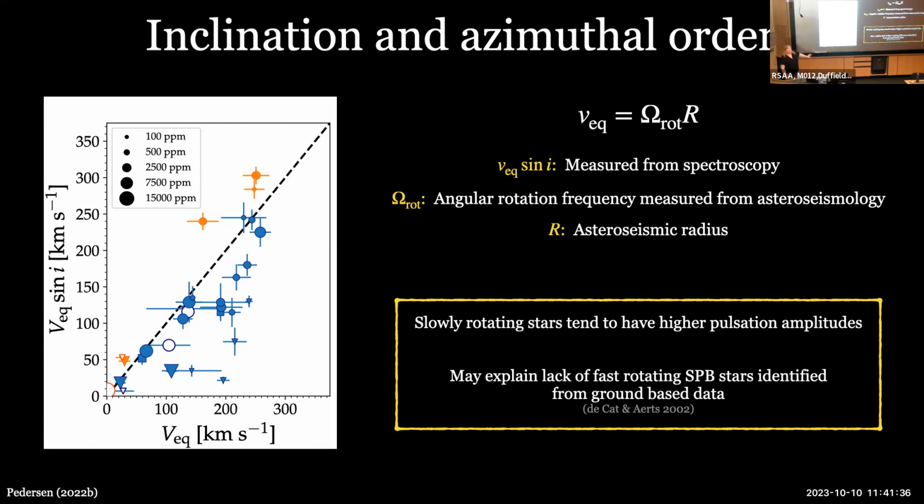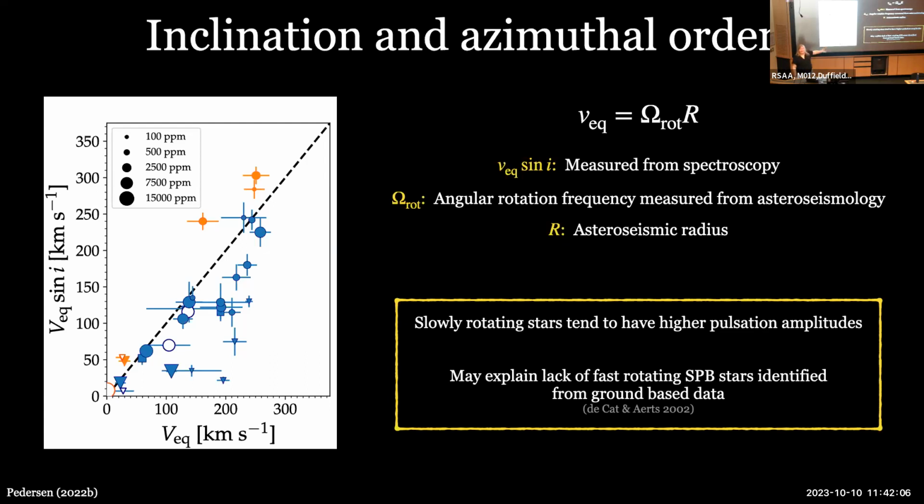And so here on the left, I'm showing you the V sin i versus the equatorial velocity, calculated assuming the stars are rigidly rotating, and where the stars are located in this diagram. The sizes of the points correspond to the amplitude of the dominant pulsation inside the star. What you might notice is that the highest amplitude pulsators tend to also be rotating slower.